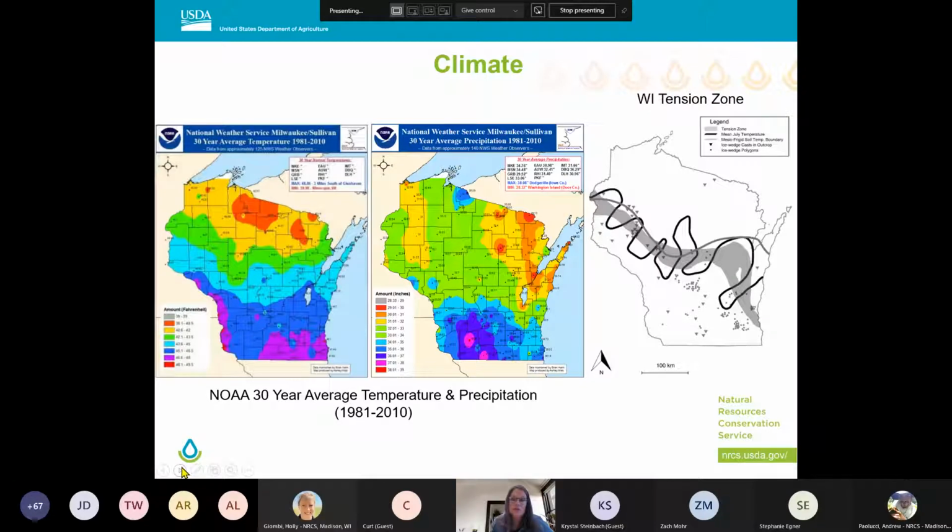Now this picture over to the right is our Wisconsin tension zone, and that gray line it kind of follows, and we'll talk about this a little bit more, is our mesic frigid soil temperature regime. So of course north is going to be cold, frigid, and then the mesic is south of that line. Next slide, please.